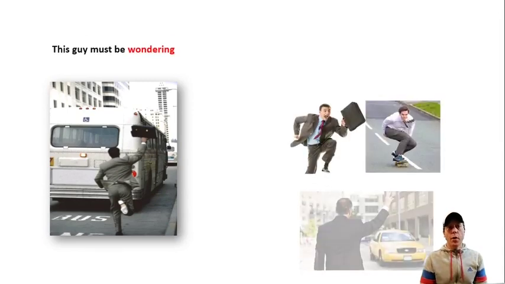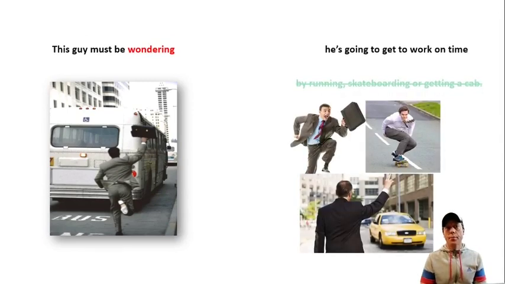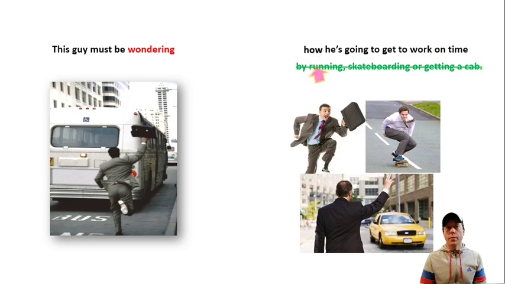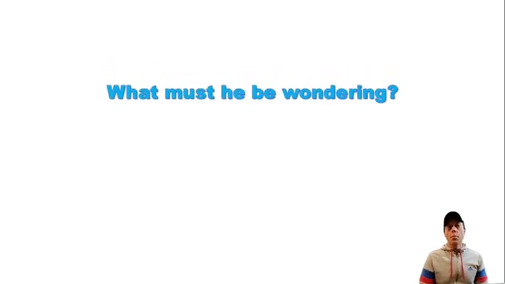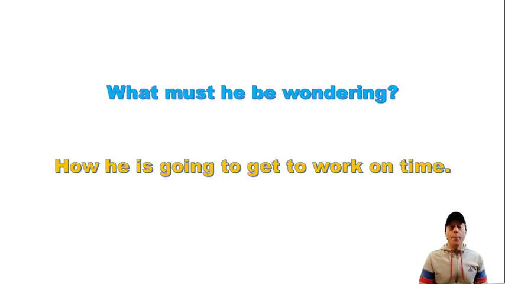This guy must be wondering how he's going to get to work on time. So notice we've substituted the by gerund phrase for the pronoun how, because how represents the method. So the question is, what must he be wondering? And the answer, how he's going to get to work on time.